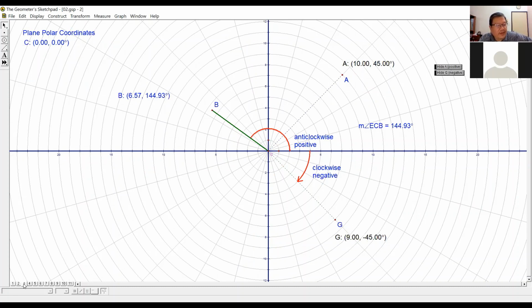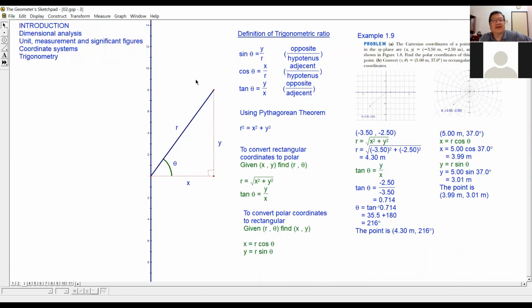Yes, we can, right? This is the conversion. I move these tools aside first. Before you do the conversion, you must know the definition of trigonometric ratio, right? We have done this definition at the lower level. However, I'm going through it with you again. So how do we define the trigonometric ratio?